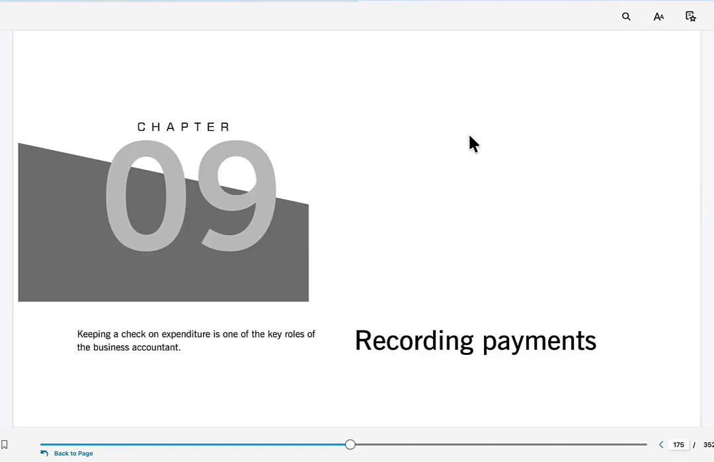Welcome, students, to Chapter 9, Recording Payments. I am genuinely pleased you are here, because this chapter is one of the most practical chapters in your whole course. When you understand how to record payments correctly, you are learning how real businesses protect their cash, prevent mistakes, and produce reliable financial records that managers, auditors, and tax authorities can trust.